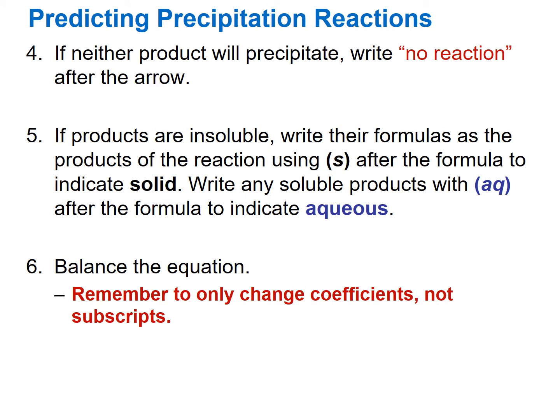And if you found that neither product created a precipitate, you would simply write no reaction or an NR after your transformation arrow. If one of your products is insoluble, then you would write the formulas of the products, and the one that formed the precipitate would receive that (s) in parentheses standing for solid, because now you have something that is in a solid form in your vat. And any other products you would write with the aqueous designation, the (aq) in parentheses. And then at the end of that, you would want to balance the equation. And remember, when you're balancing your equations, the only numbers that you change are going to be the coefficients in front of your formulas and not anything that's in the subscript, because now you're changing the recipe and you don't want to do that.